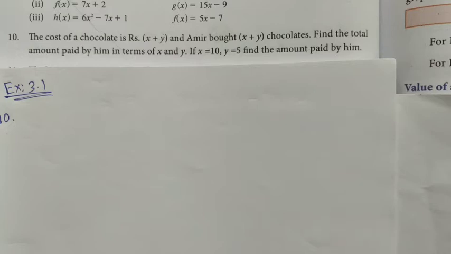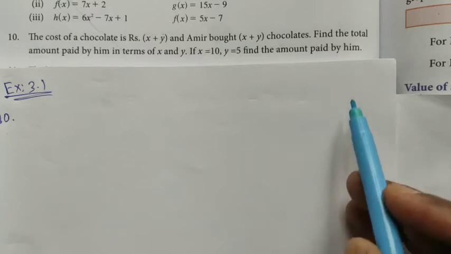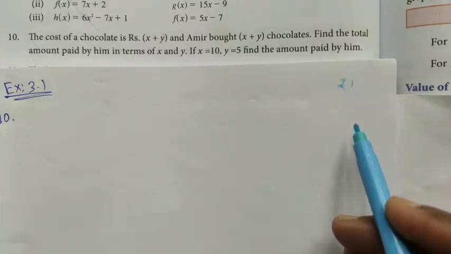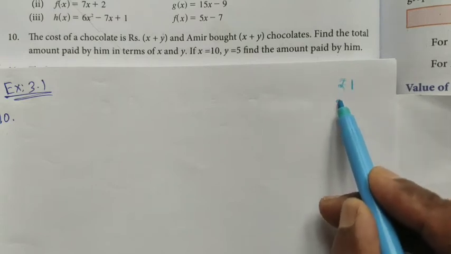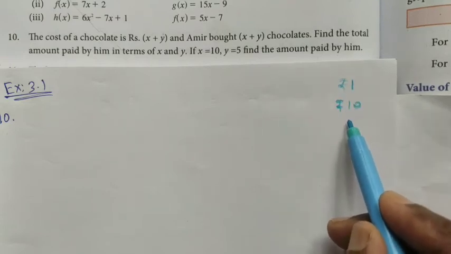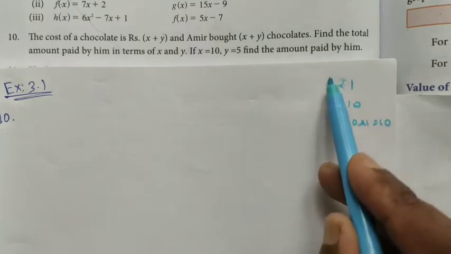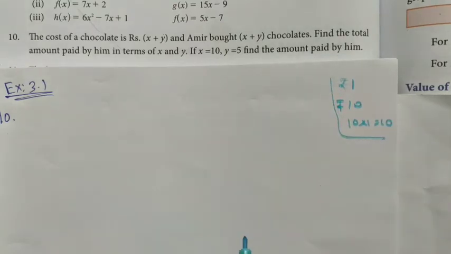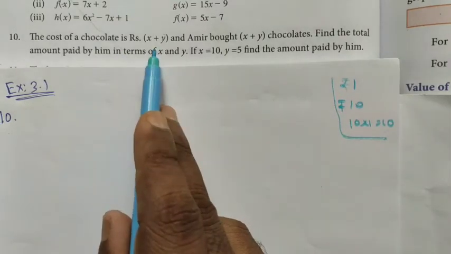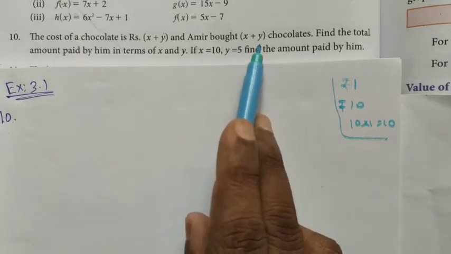We know that if one chocolate costs rupees 1, and I am going to buy 10 chocolates, what are we going to do? 10 into 1 is 10, right? The same concept here also we are going to use. The cost of chocolate is x plus y and he brought x plus y chocolates, right?